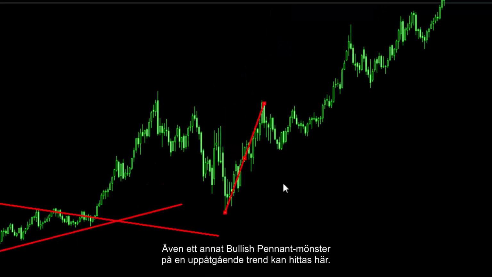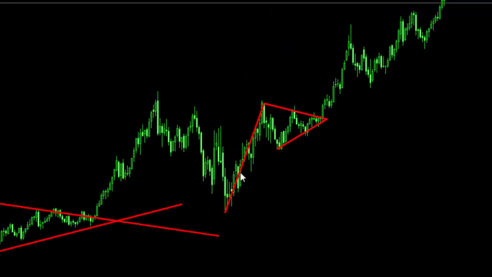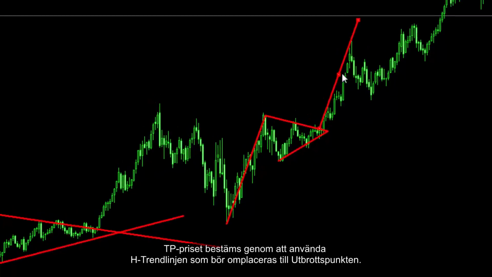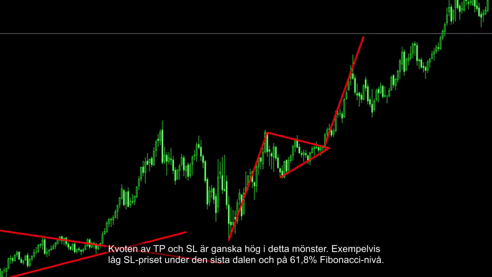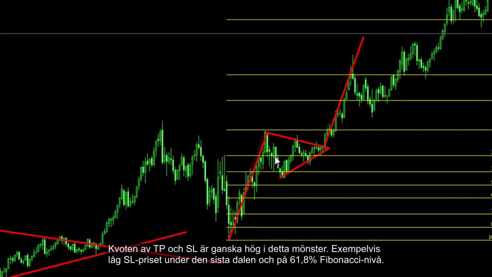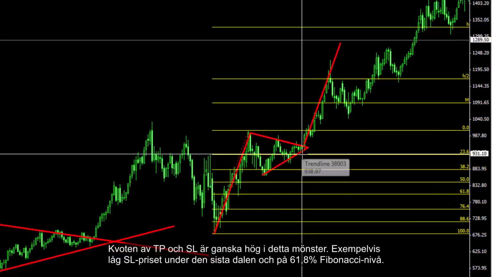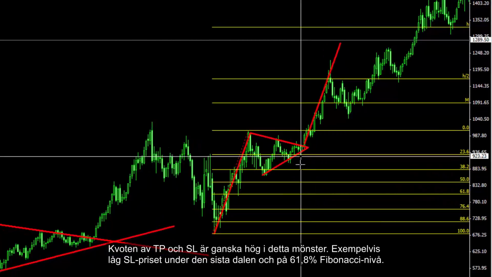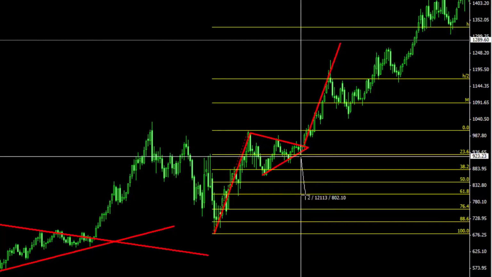Another bullish pennant pattern on an uptrend can be detected. TP price is determined by using the H trend line, which should be relocated to the breakout point. TP to SL ratio is considerably high on this pattern. For instance, SL price was below the last valley and 61.8% of the Fibonacci level.